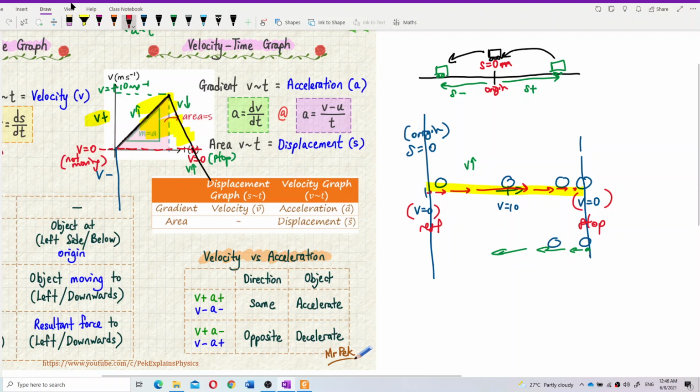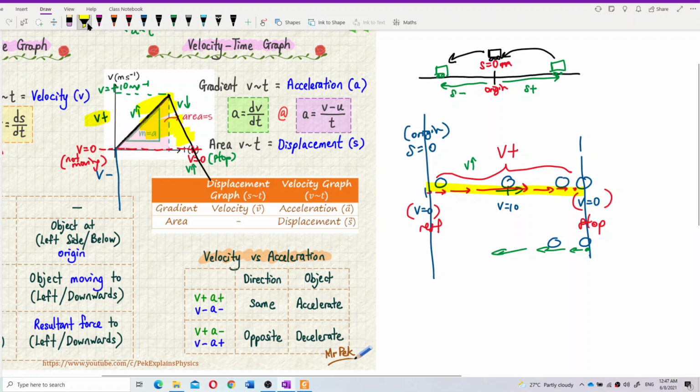That means its velocity is positive. All of this, you know. Just want to write it so clearly for you. And that means the object is moving to the right.